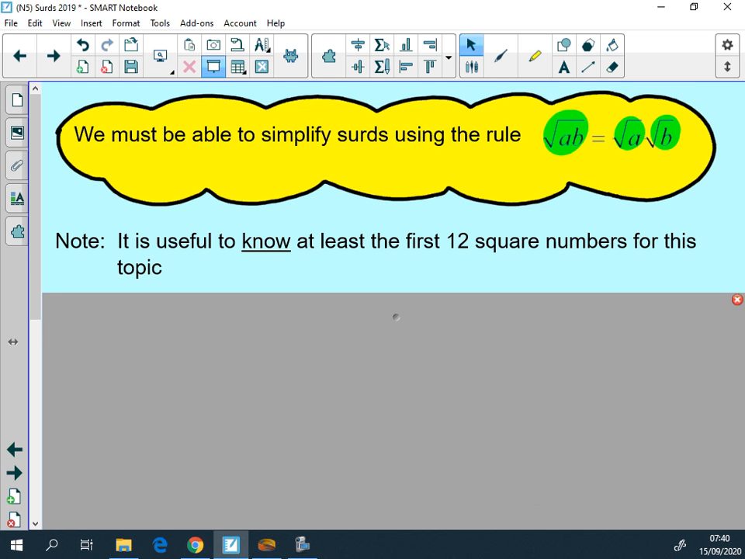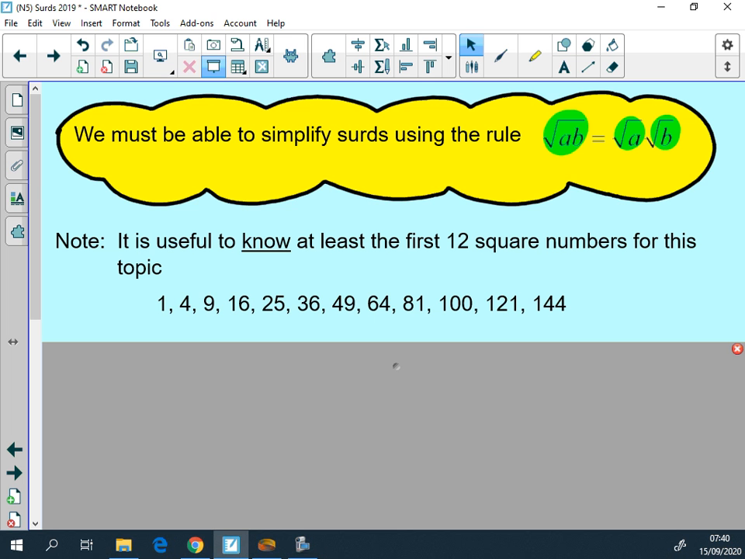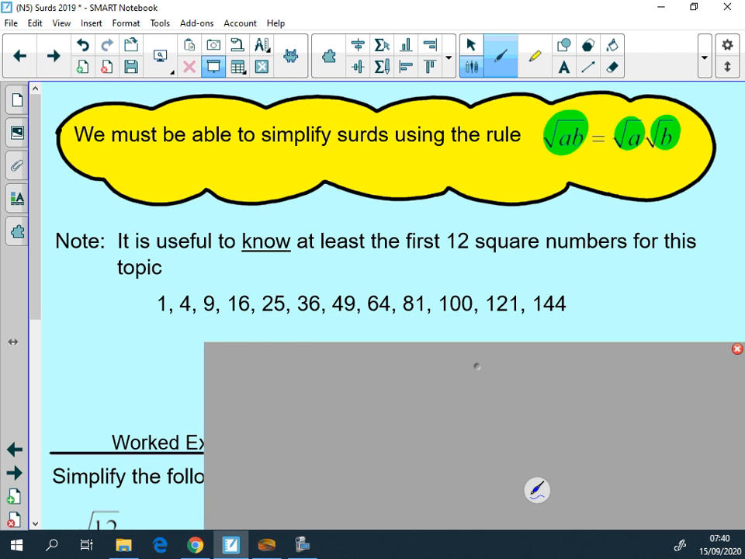Now, as I alluded to at the start there, it's useful to know your squared numbers. So if you want, take a note of them just now, because being able to recall these quickly will lead to greater success later on when we're trying to simplify these surds. So let's get into actually simplifying one of them.